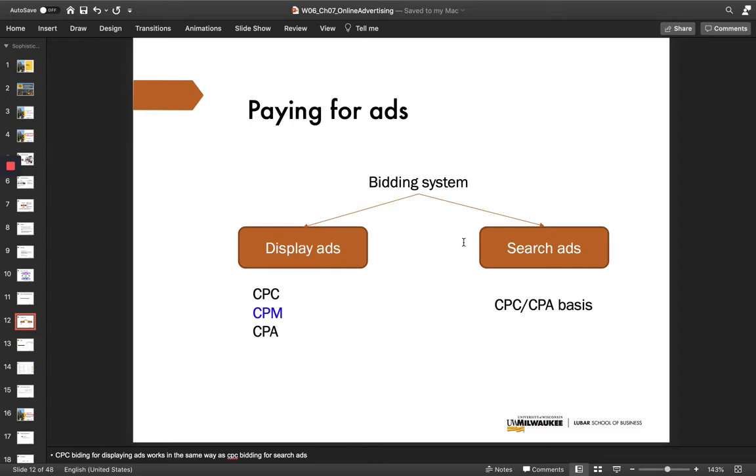In that case, the money is paid to the search engine, right? But here, the advertisers pay money to the network, and the network allocates some percentage of what the network charges the advertisers to their publishers. Okay. And so here's some difference.